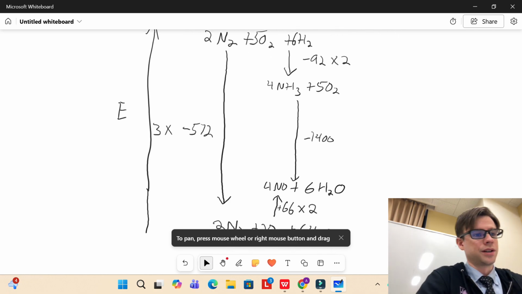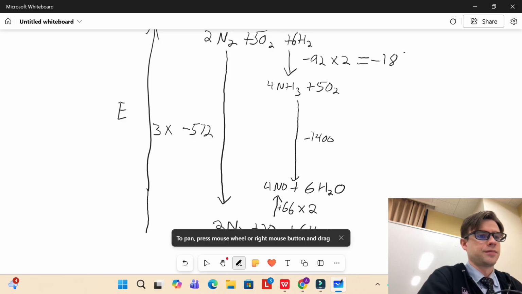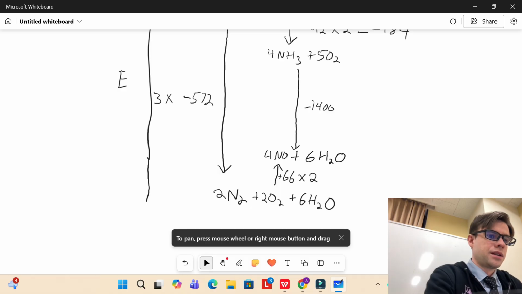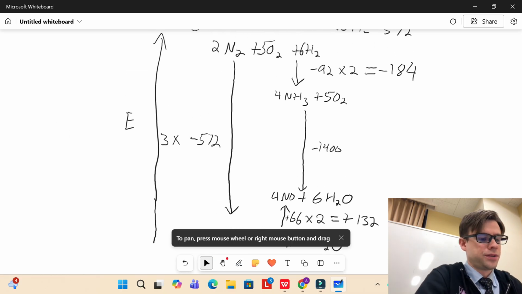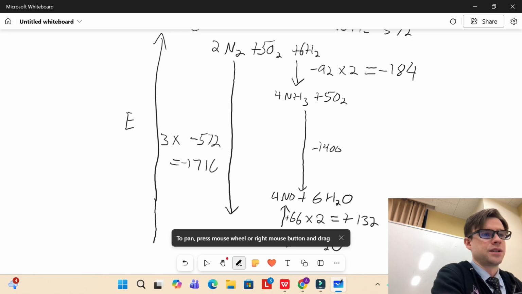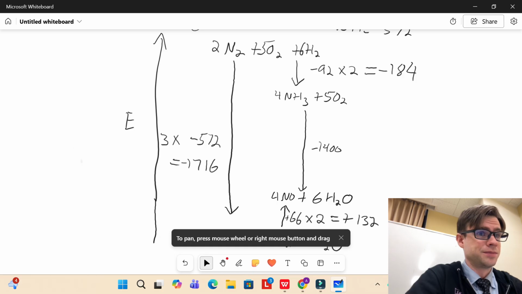All right, so I'm actually just going to calculate some of these numbers. So 1400 is fine the way it is. Minus 92 times 2. This is equal to minus 184. Plus 66 times 2. This is equal to plus 132. Minus 572 times 3. This is equal to minus 1,716. All these are in kilojoules per mole. I'm just not going to write those units on every single number here.